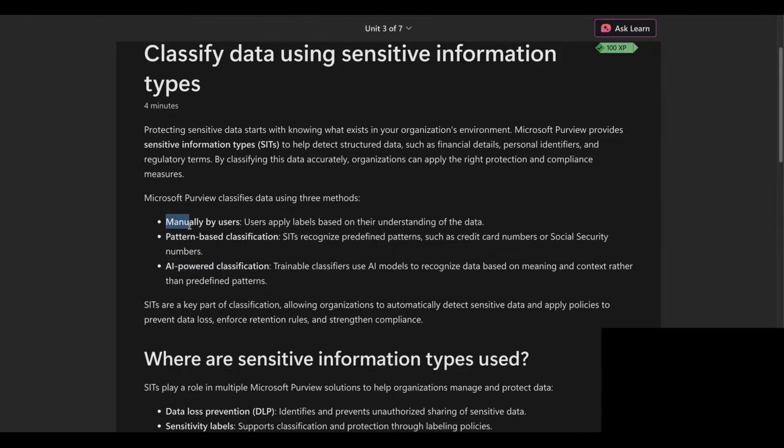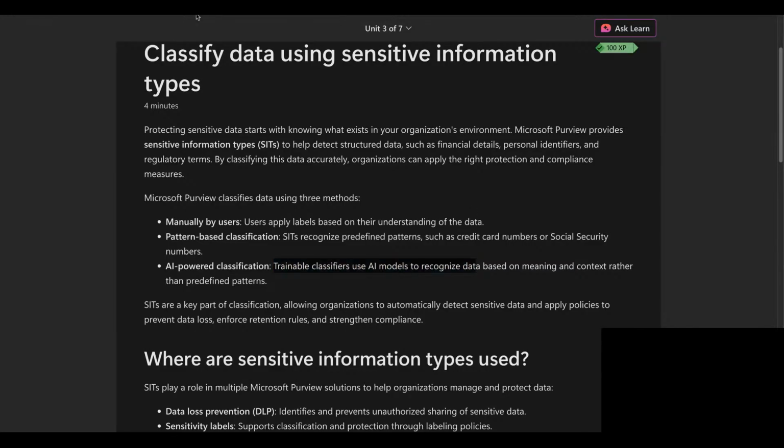So it's different from the manual process. And then let's talk about this one, AI-powered classification. Trainable classifiers use AI models to recognize data based on meaning and context rather than the predefined patterns. So that's the difference between this one, sensitive information type, and trainable classifiers. This one uses AI, so it tries to understand the meaning behind the data in the context.